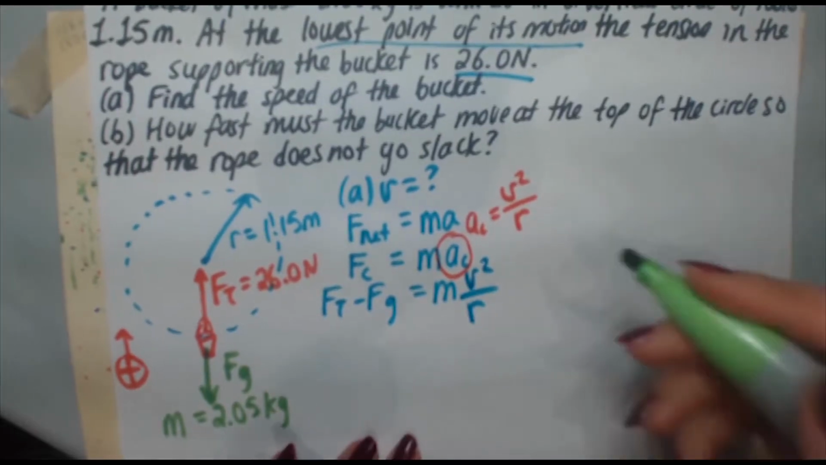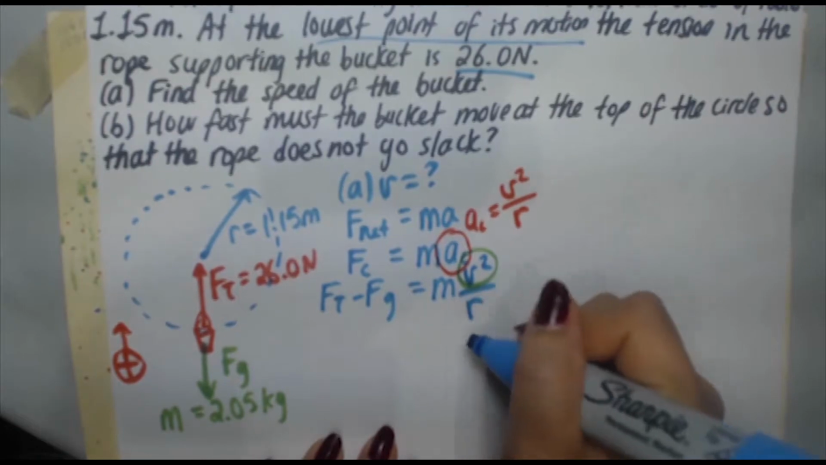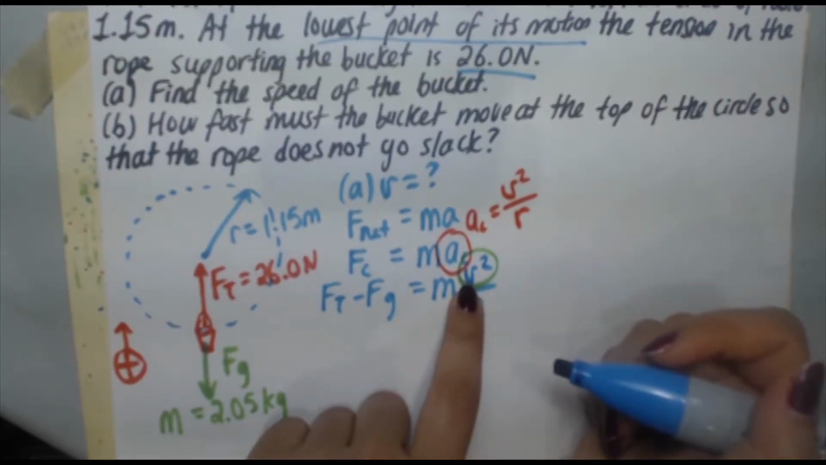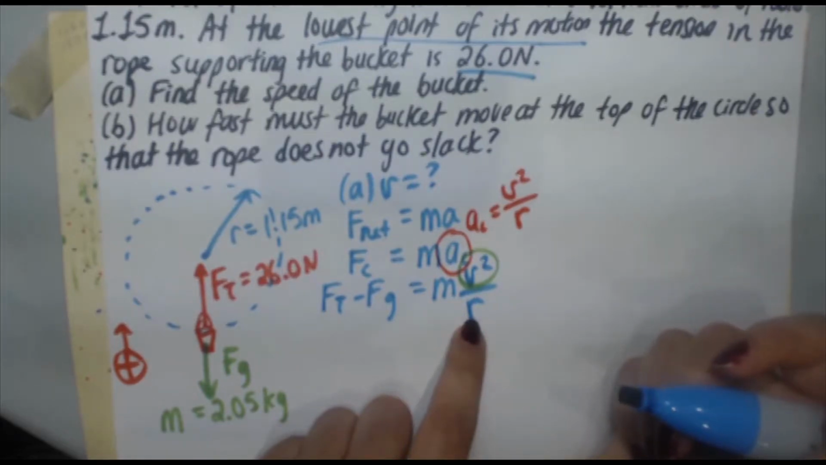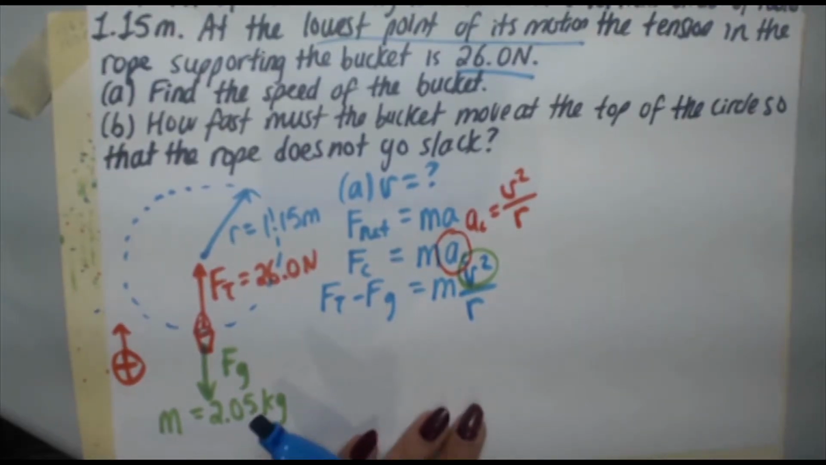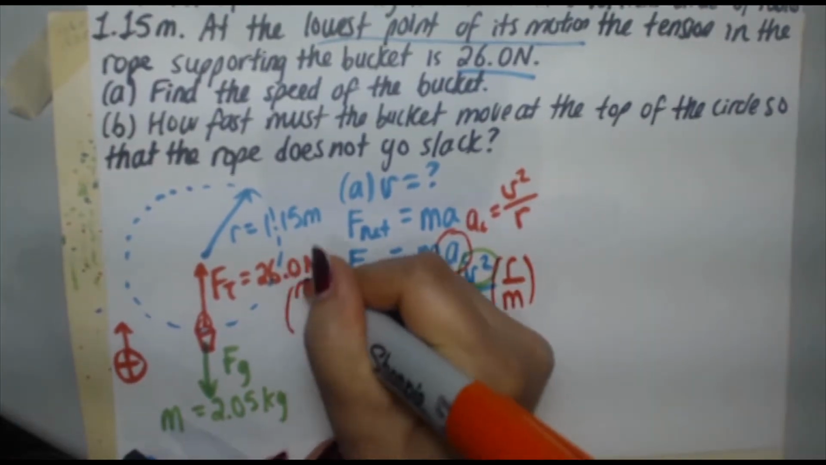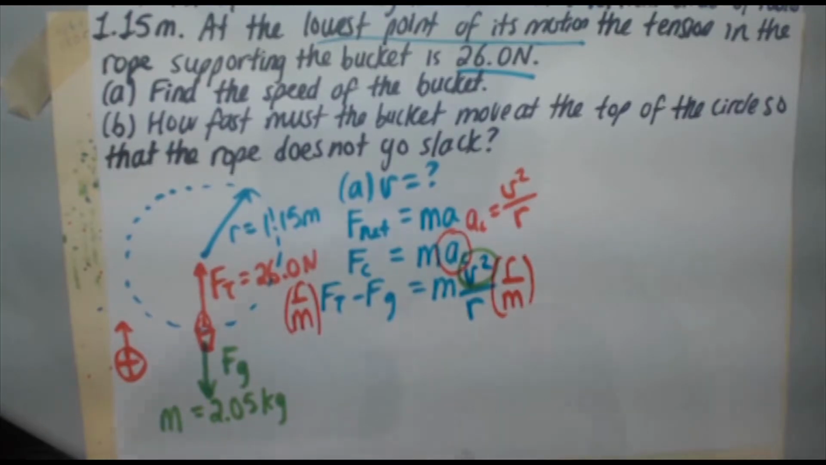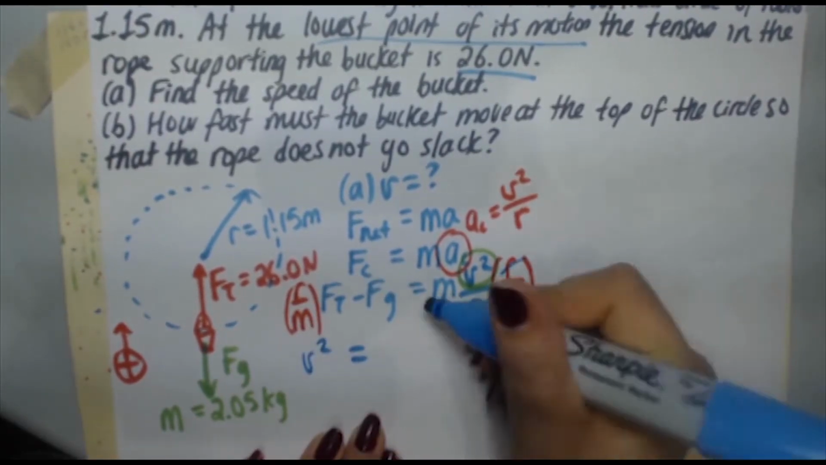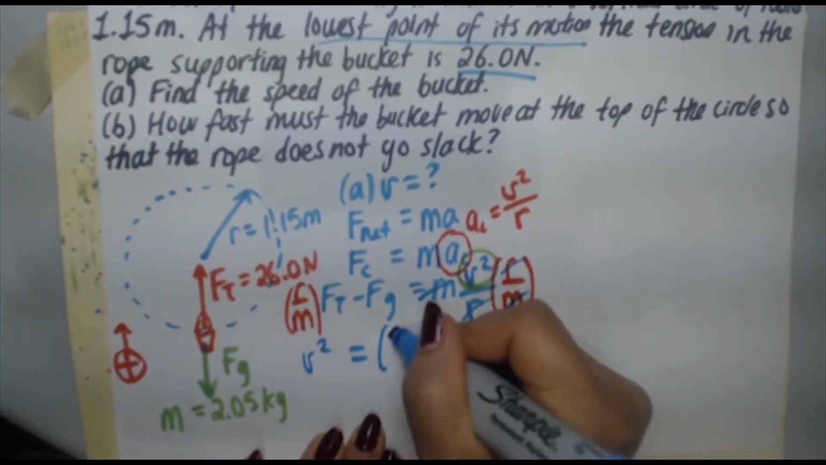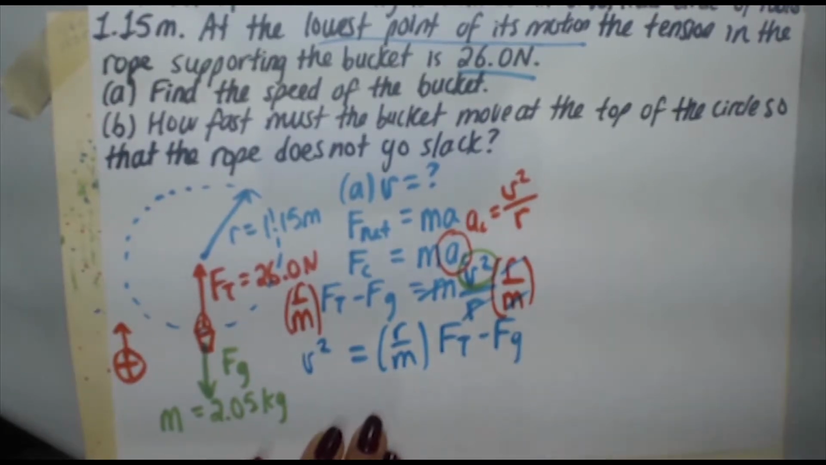Okay, so we're trying to isolate v here, and v is being squared, so let's get v squared by itself. So in order to do that, v squared right now is being multiplied by mass and divided by radius. So to get it by itself, we have to multiply by radius and divide by mass. If I do this to both sides, I'll get v squared by itself. So then v squared is equal to, because the r's cancel, the m's cancel, r over m times (Ft minus Fg).